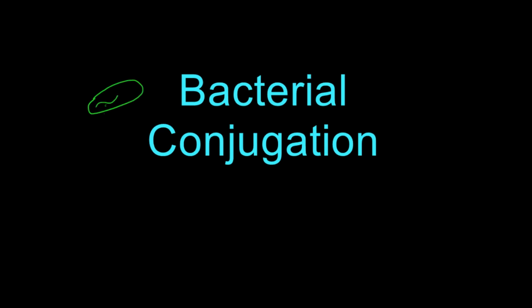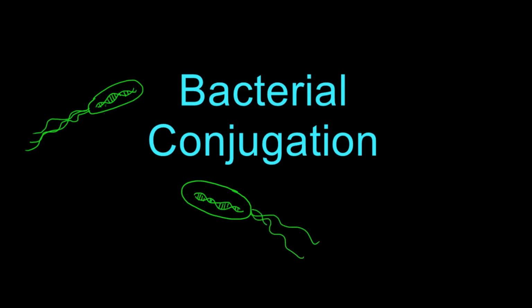Focus everyone, because now it's time for bacterial conjugation, which is of course another type of horizontal gene transfer. As we have studied before in the introductory lecture of bacterial transformation, horizontal gene transfer is of three types: transformation, conjugation, and transduction. We have already studied transformation, so now it's time for conjugation.